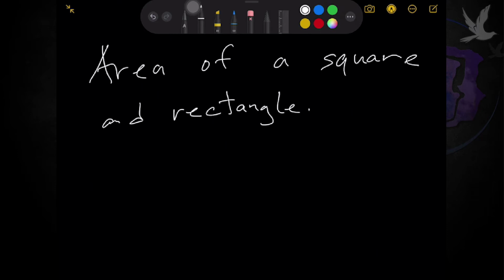So in this video, we are now going to talk about area. If you have not watched the video about perimeter, please do watch that first because I explained everything there before moving to area. Okay, so please do watch that first. Okay. Solving for the area of a square and rectangle.